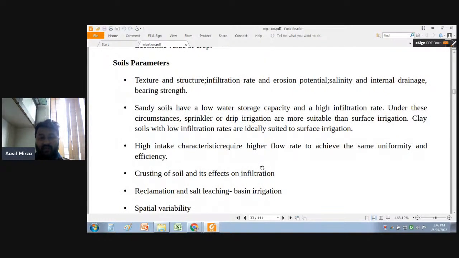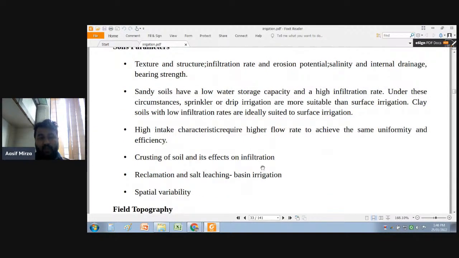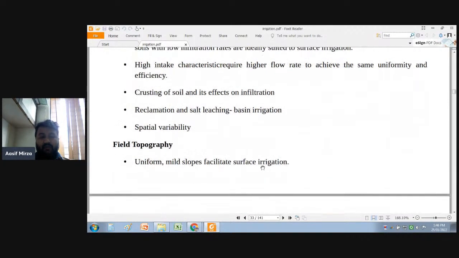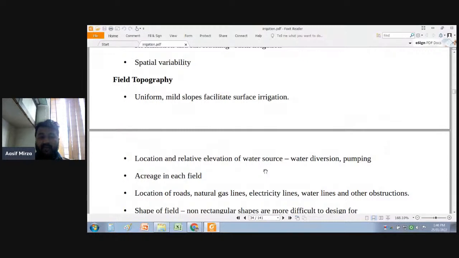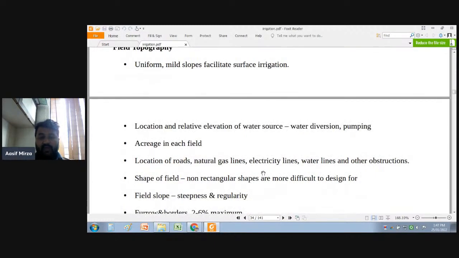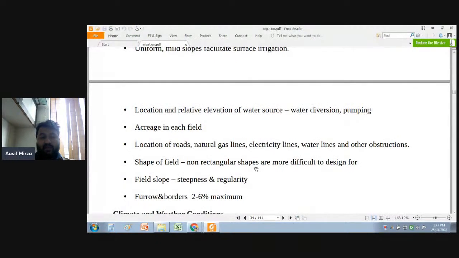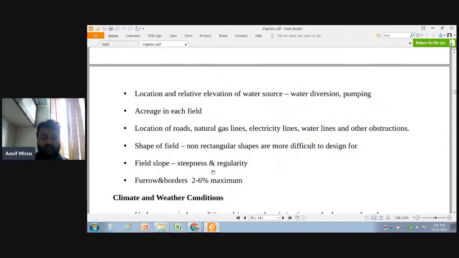Crusting of soil and its effects on infiltration, reclamation and soil leaching, basin irrigation, spatial variability, field topography. So, a uniform mild slope facilitates surface irrigation. Location and relative elevation of the water source, water diversion, pumping, acreage in each field. Location of roads, natural gas lines, electricity lines, water lines, and other obstructions. Now, the shape of the field: non-rectangular shapes are more difficult to design for. Field slope, that is steepness and regularity. Now, furrows and borders, that is 2 to 6% maximum.